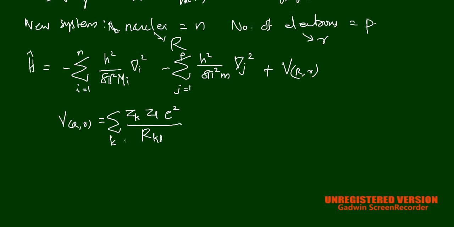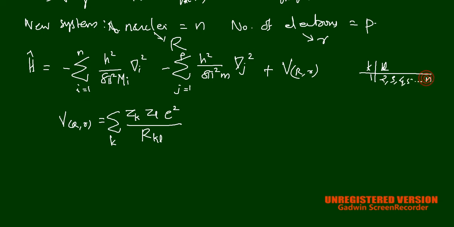But there is one thing that you have to remember here. We have given here k and l in these terms. But for example, you can consider k is equal to 1. Then we are talking about the first nucleus, and the interaction of this first nucleus with all other nuclei. So l can be 2, 3, 4, 5, etc.